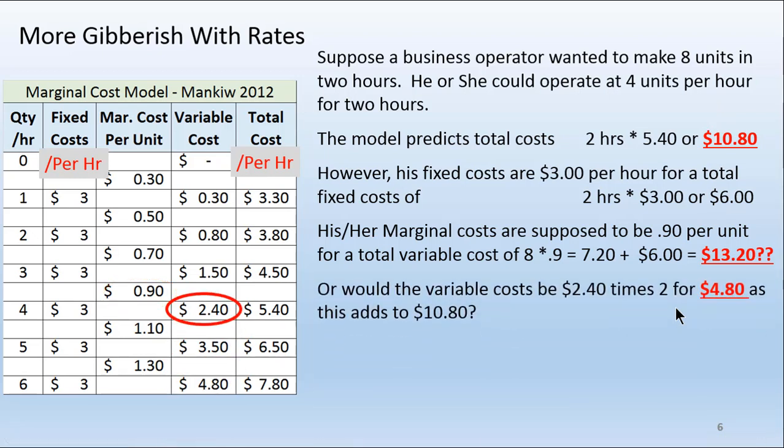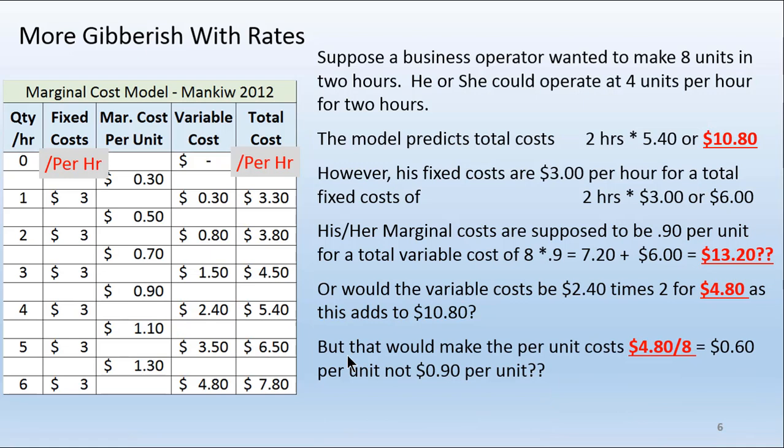So the economist comes in and waves their hands and says, oh, no. It would be variable cost of $2.40 times 2 to $4.80, and this adds up to $10.80. So we're still good. But again, remember, this $2.40 is this added together. It's not this times 4. And marginal cost per unit is supposed to be 90 cents. The cost for my next unit to be manufactured. Okay? It's not. Something's odd here.